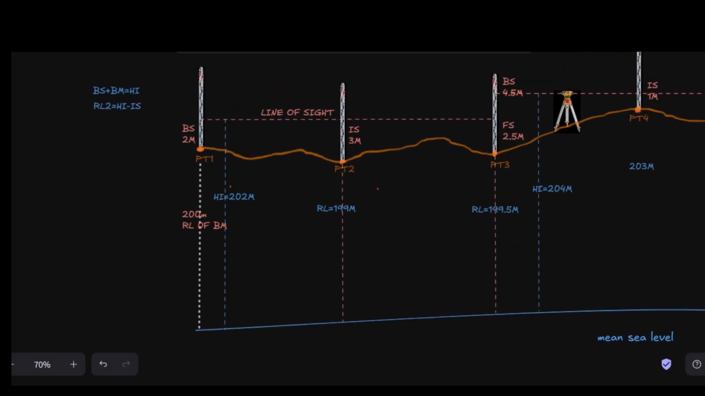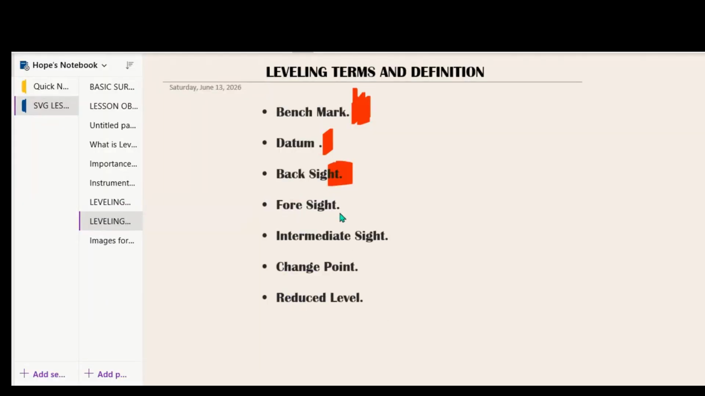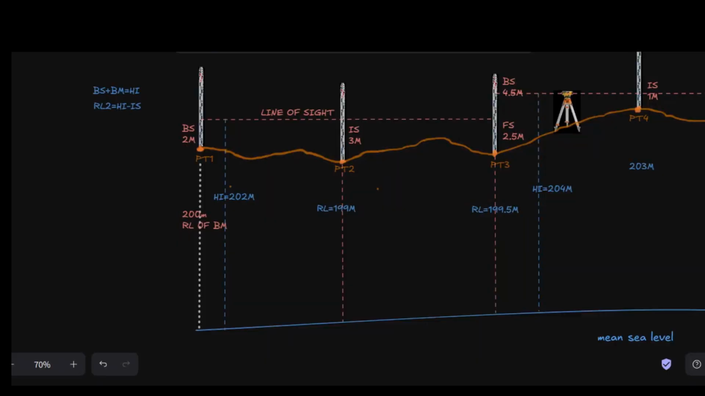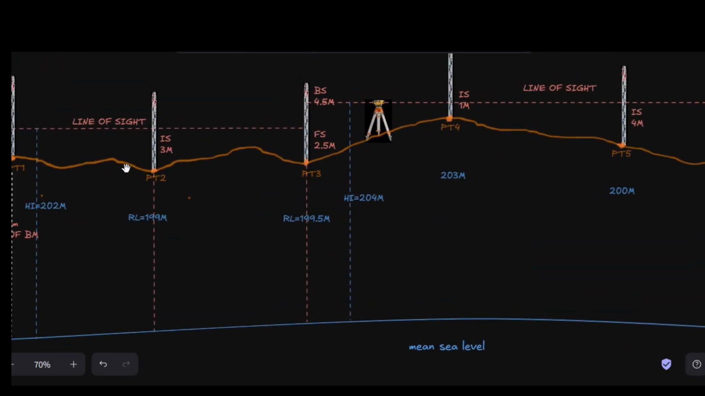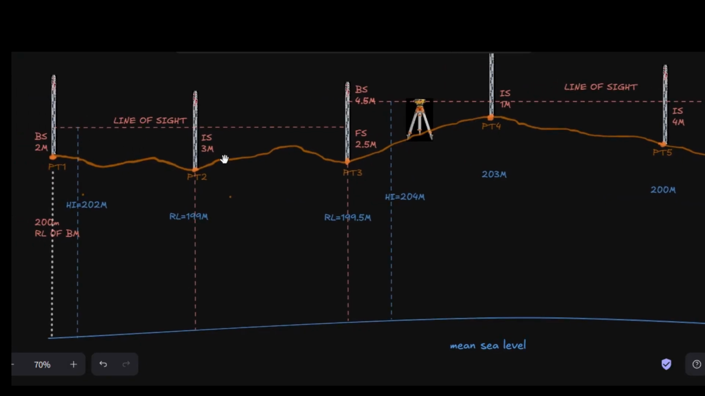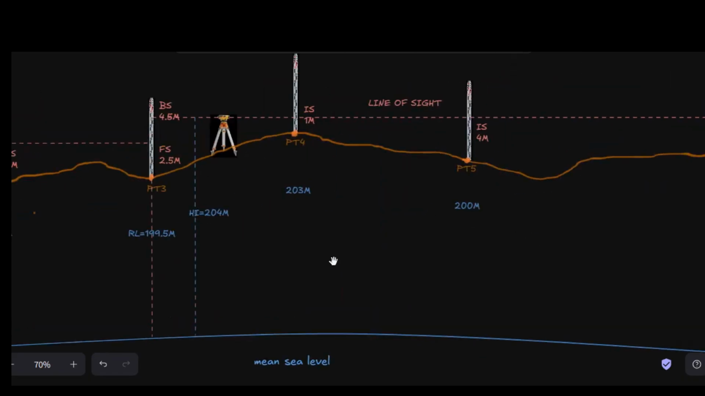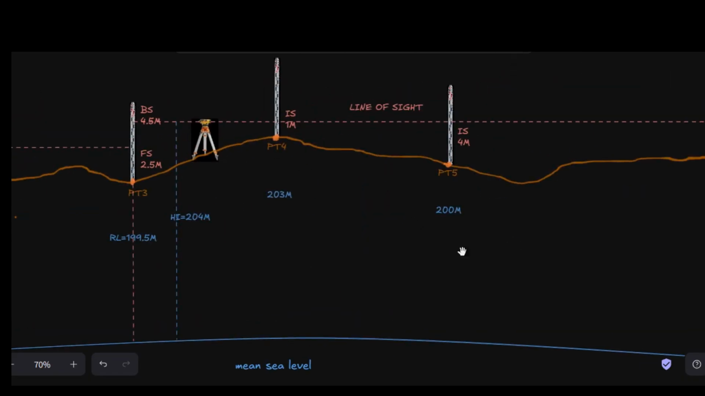Now we just treated foresight. Intermediate sight, you may really want to know what intermediate sight is. Look at this: this is BS, back side, and this is intermediate sight. This is foresight, right? So intermediate sights are the readings in between back side and foresight. Okay, so you need to know that too.